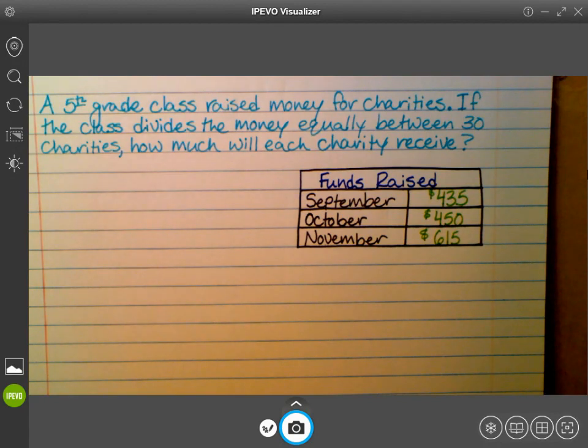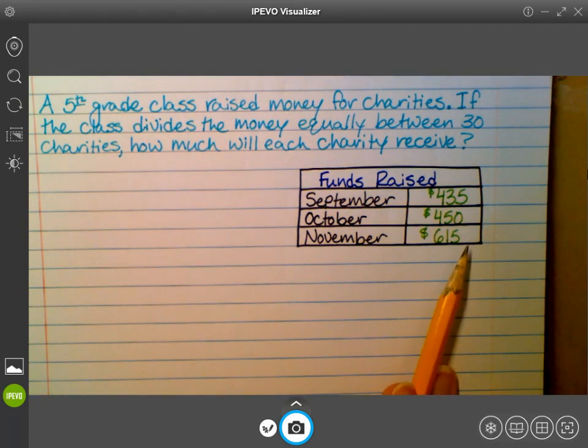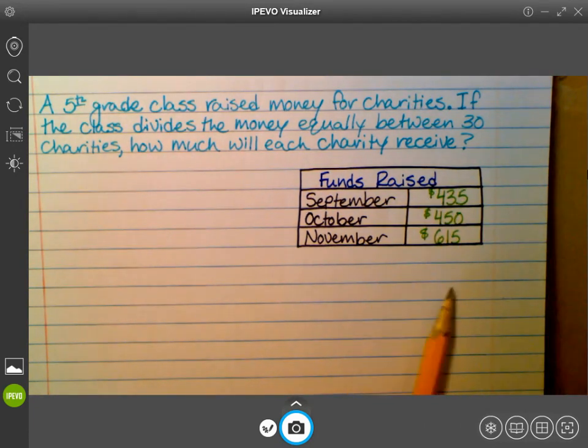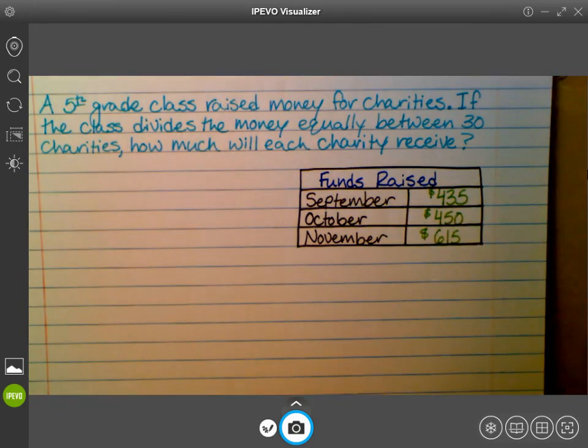Because I said they're dividing the money equally between all 30 charities. Well, what do we need to know first? Jack P., what do we need to do first? We need to add up all the money, right? We need to know what the total amount of money is that we have to divide up. Once we add up all the money, then what do we do? Allison. Yeah, then we take that answer and we divide it by 30, the 30 charities. I'd like you to go ahead and try solving this on your own.